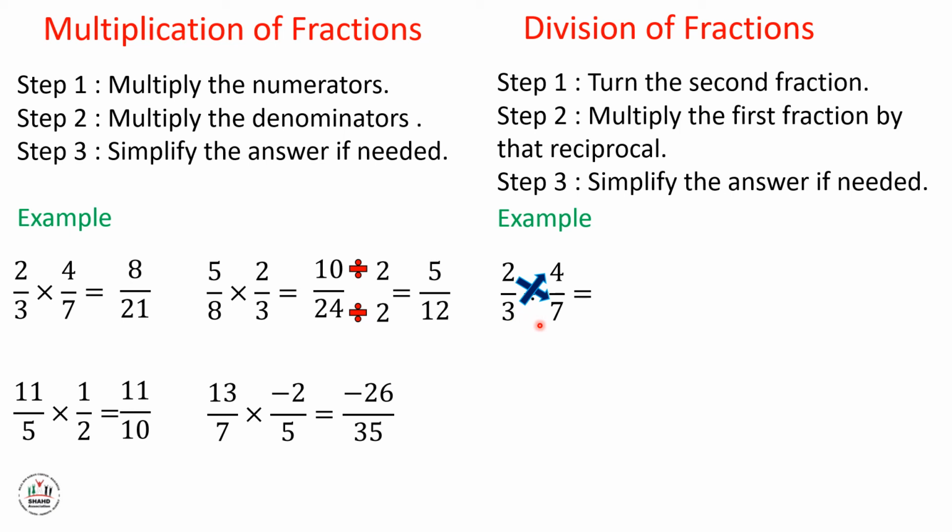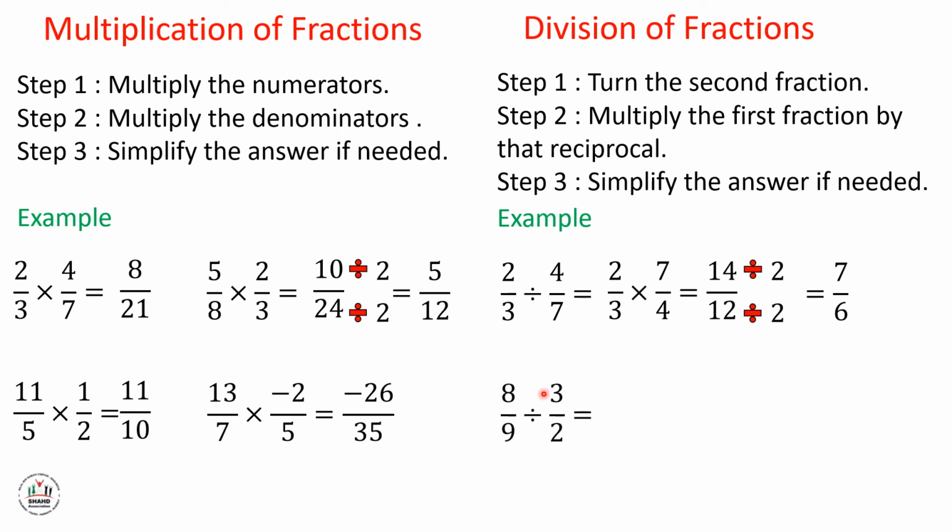Or we can reciprocate, or turn, the second fraction. 2 over 3 times 7 over 4, which is equal to 14 over 12. Of course, we need to simplify this fraction to 7 over 6.